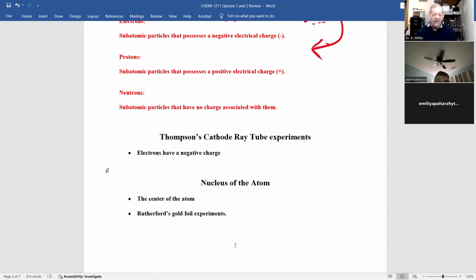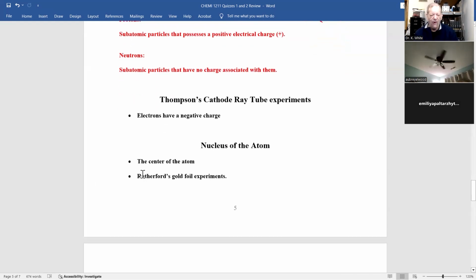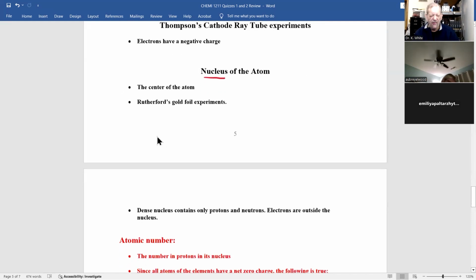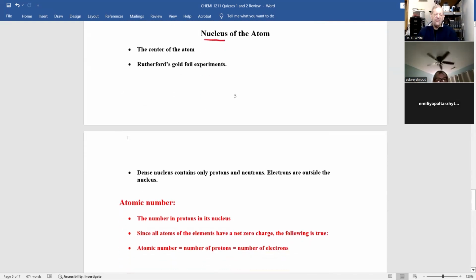Now, another important experiment was done by Rutherford. Rutherford's gold foil experiments proved that the center of the atom is very dense. We call that the nucleus. You should know the center of an atom is the nucleus. And one other thing you should know, the dense nucleus only contains protons and neutrons.